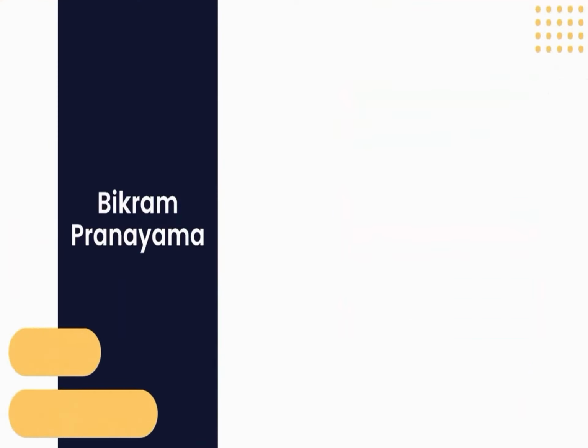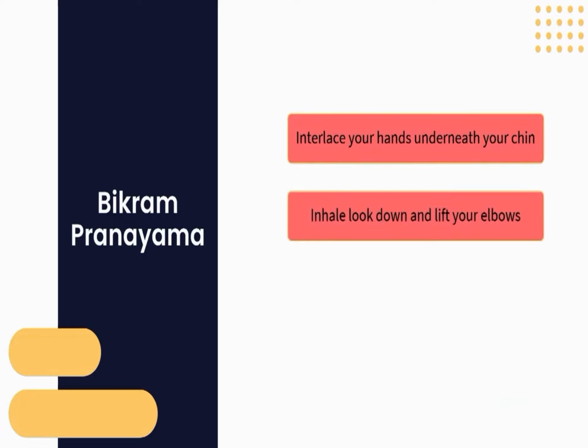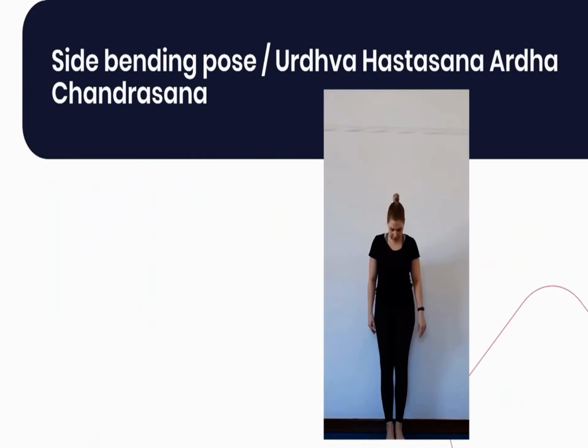Bikram pranayama. The sequence begins with pranayama to cleanse your respiratory system and lungs. Standing in Tadasana, interlace all 10 fingers under the chin. Maintain this connection throughout the breathwork exercise. Inhale. Look down and lift your elbows up to the ceiling as far as possible. Exhale, push your head back as far as possible and bring your elbows forward in front of your chest. Try to connect your elbows as much as possible.